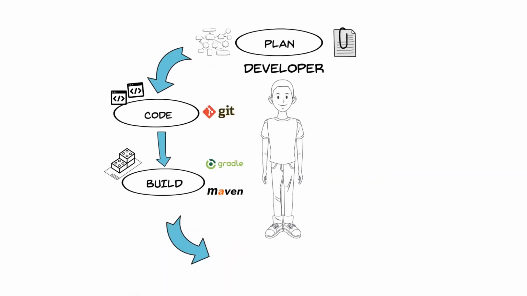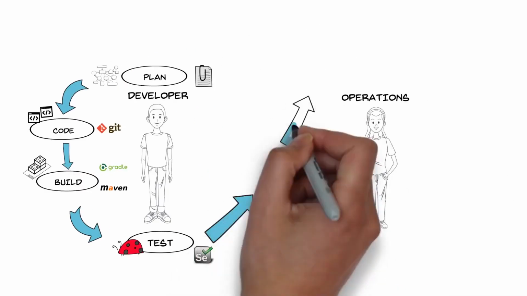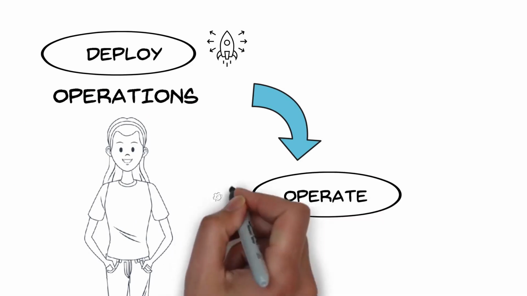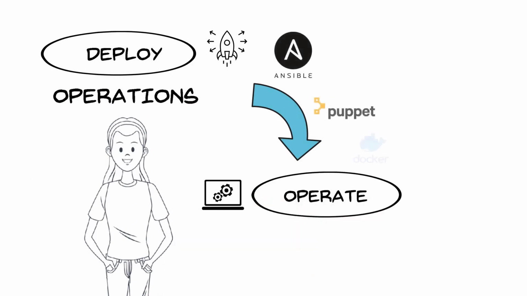Now, before deployment, the product is tested to catch any bugs. The most popular tool automating testing is Selenium. Once the products are tested, Mia must deploy it. The deployed product is then continuously configured to the desired state. Ansible, Puppet, and Docker are some of the most common tools used that automate these stages.